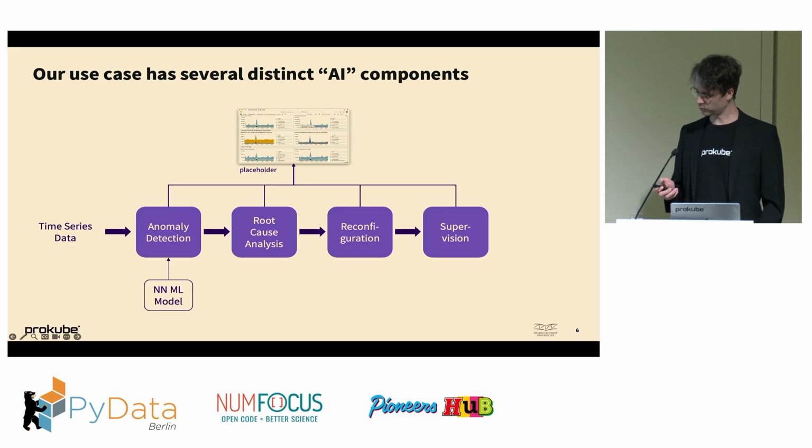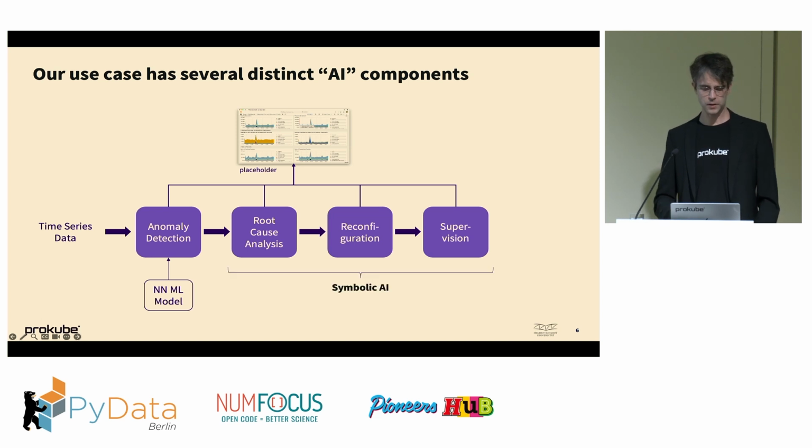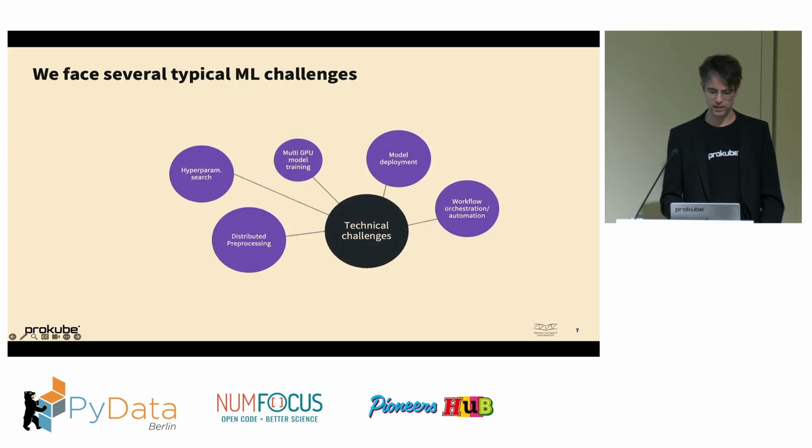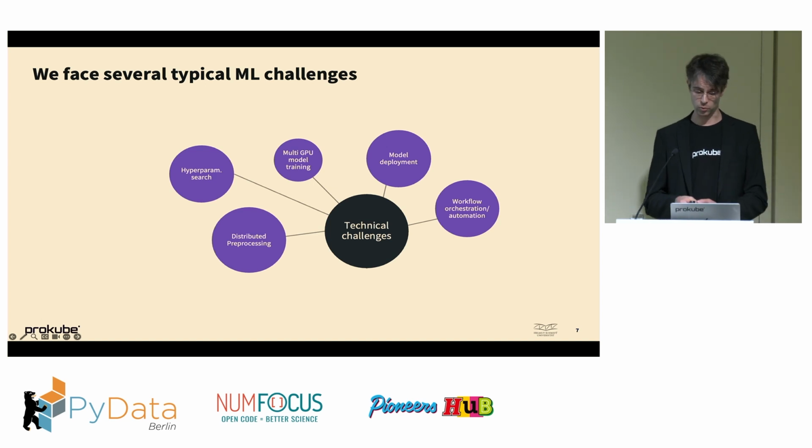The part that we're going to mostly talk about today is the anomaly detection, mostly because that's a classic, so to speak, or what we nowadays perhaps call classic machine learning, so neural networks, and all the other parts are old school AI, so symbolic AI, and we don't really need any pipelines for data preparation and so on for that. So today, this is the focus. And with that, we do face quite some typical ML challenges like distributed preprocessing, hyperparameter search, multi-GPU modeling, and model deployment, and finally, we want to tie all of those things together in one complete workflow.